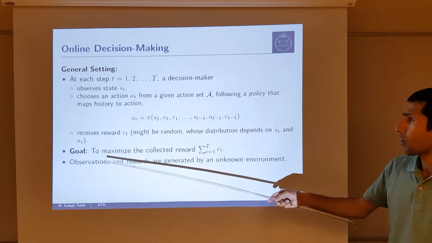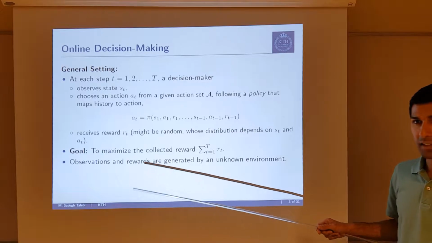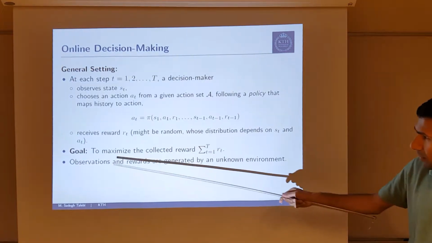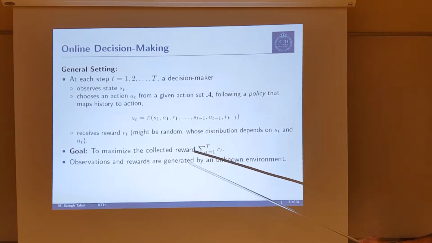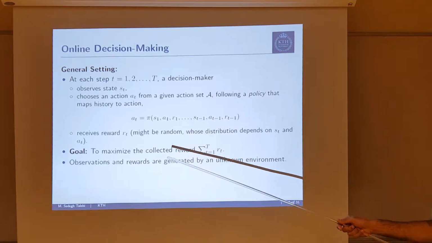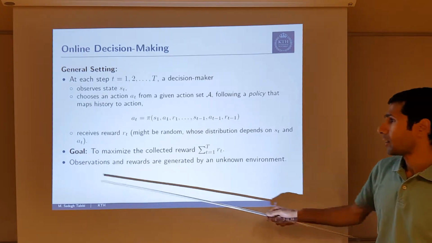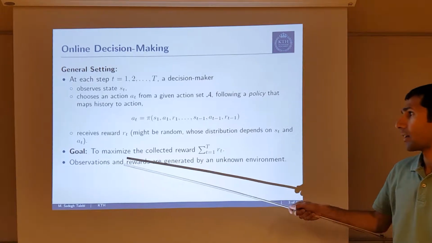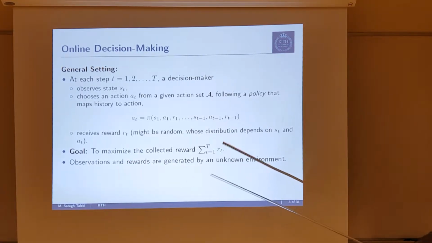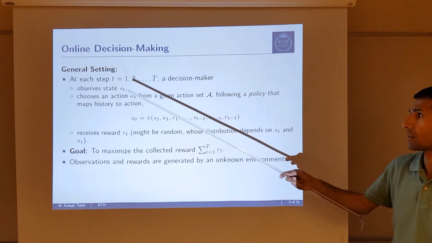What is important here is that the goal of the decision maker is to maximize a notion of reward. For the moment, to simplify things, let us assume that the goal is to maximize the collected reward, but it could be a collected reward within an episode or a collected discounted reward as well. And this is very important: observations and rewards are generated by an unknown environment. The only thing you know in advance as a decision maker is the action space and state space.